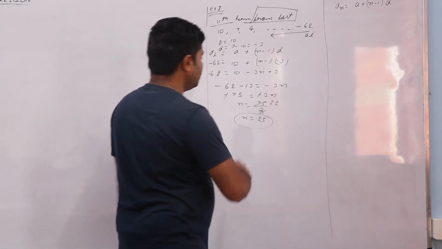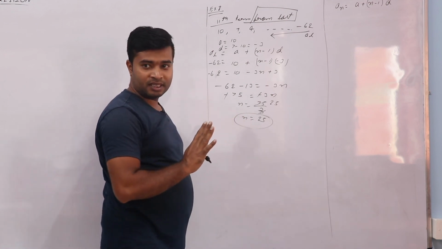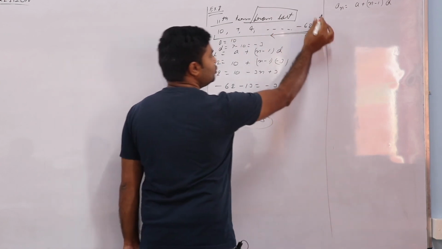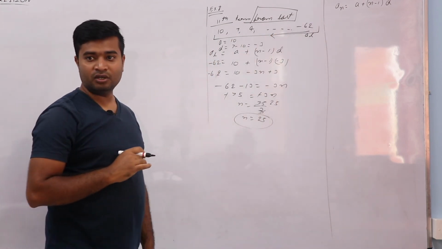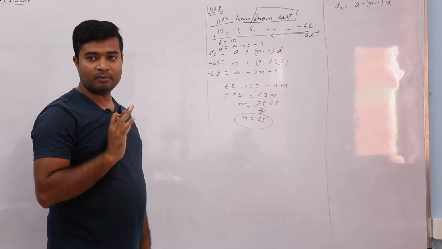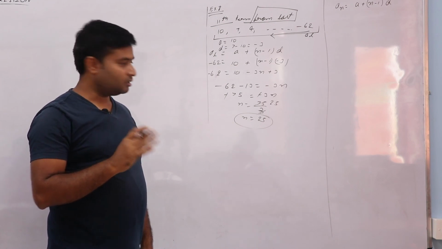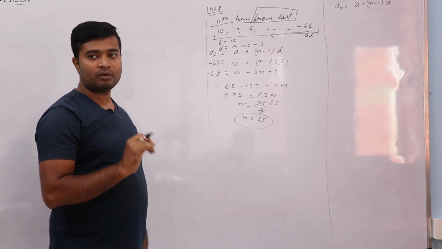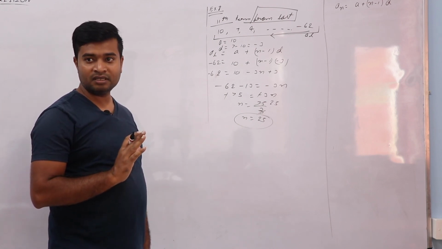See here, we have n is equal to 25. That means from 10 to minus 62, how many terms do we have? 25 terms. Now the question is asking to find the 11th term from the last.